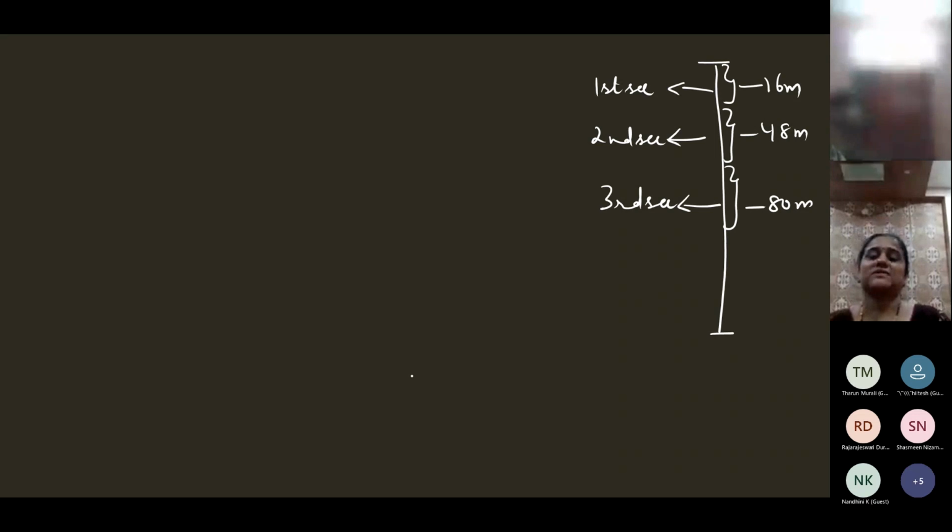Have I represented it correctly? The object is falling from a height. This is the surface of the ground. So the object is falling down. It's here, then it comes here, then here.